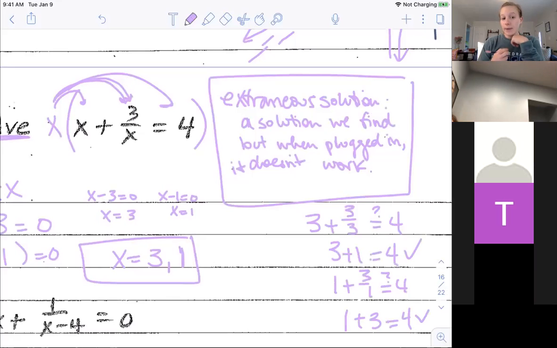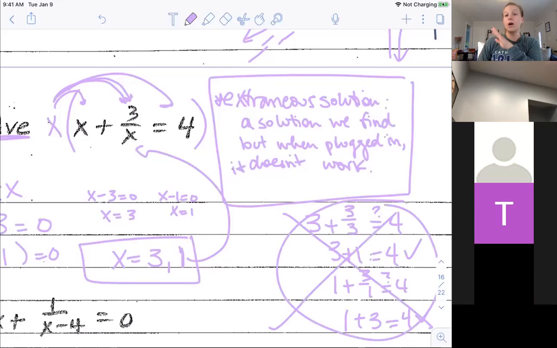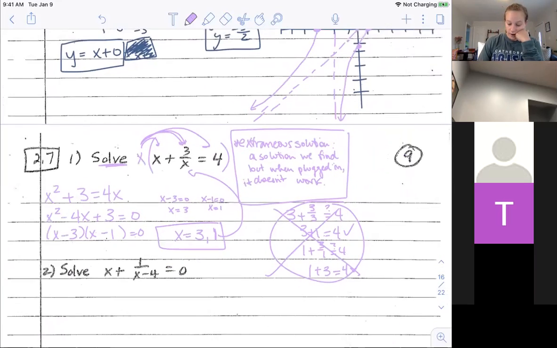The only thing I care about is if I were to plug any of those solutions in for x, it cannot make my denominator equal 0. And if it does equal 0, then that's an extraneous solution. So if I were to plug 3 in here, 3 over 3, that doesn't make my denominator 0, so that's okay. And if I were to plug 1 in, that'd be 3 over 1. That's also not 0, so that's okay. I don't need you to do this. If you want to, go for it. But all I care about is as long as it does not make my denominator equal 0, it's a solution. All right, let's keep going.